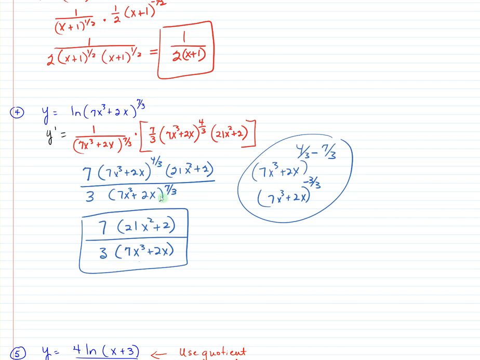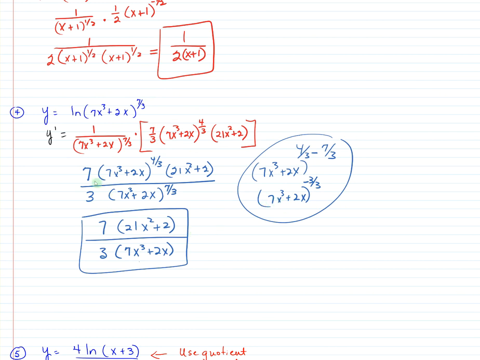Now, because these two are very similar, we can go over here and do the algebra. That's 4/3 minus 7/3. We're subtracting those exponents. And we're left with this function in here to the negative 3/3, which is a negative 1. So now that's going to go to the bottom.